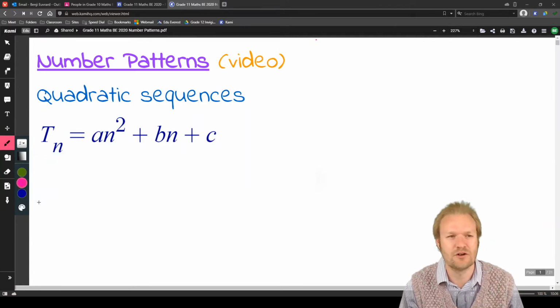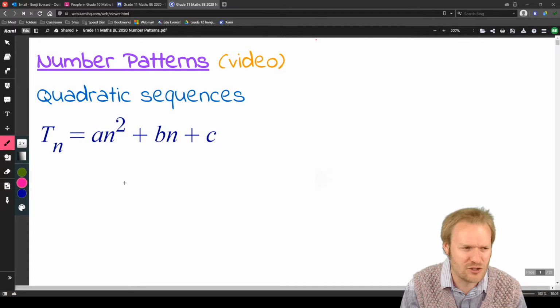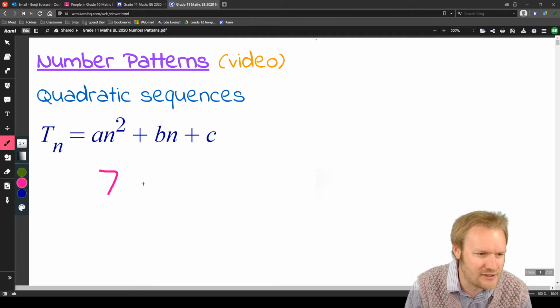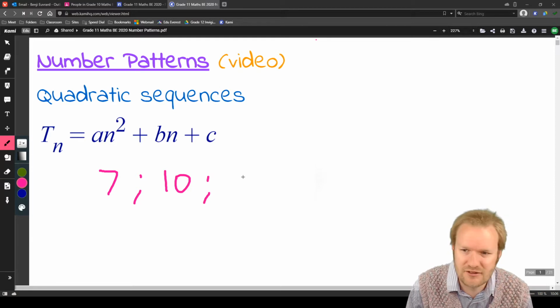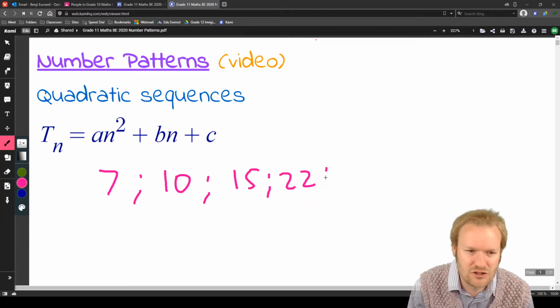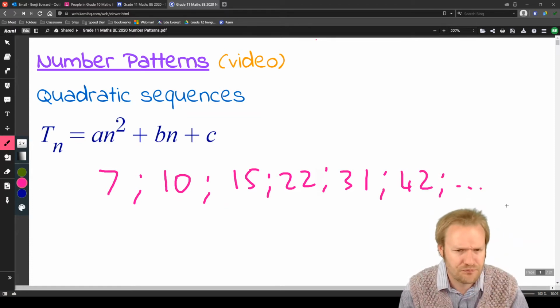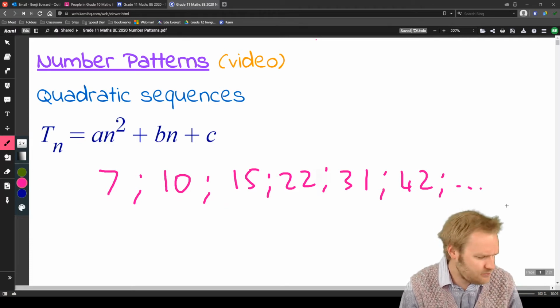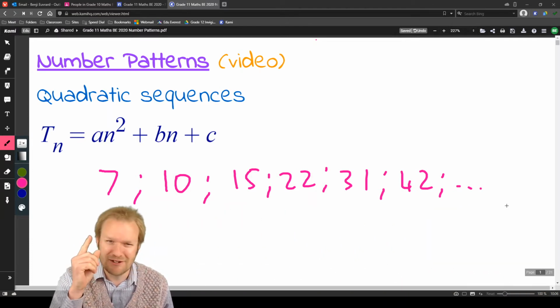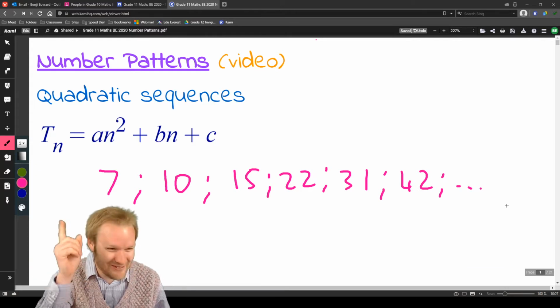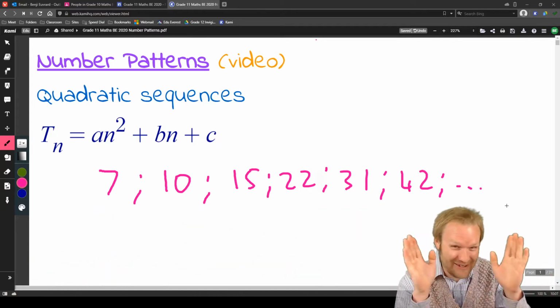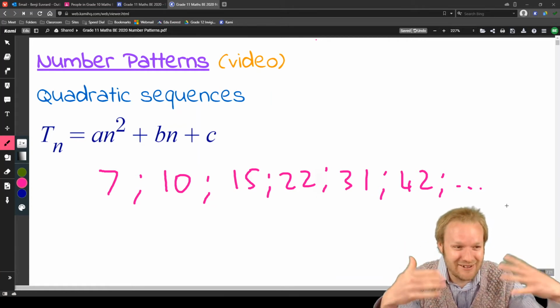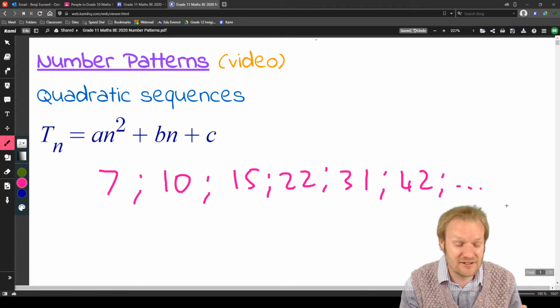I'm going to give you an example of a quadratic sequence and let's see how we know that it's quadratic. So my example here is the sequence goes 7, 10, 15, 22, 31, 42, and so it's going to carry on. Now, from the 7 on this side all the way across to like the 42 on this side, we're not increasing by the same amount, are we? It's not linear. It's not like a straight line where it's just going up by the same amount, is it?